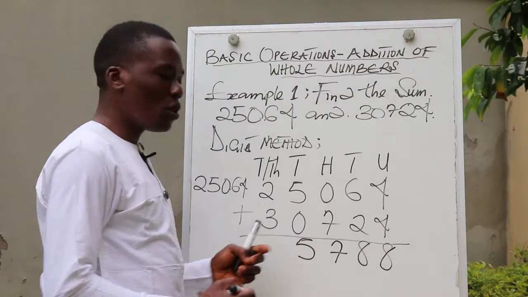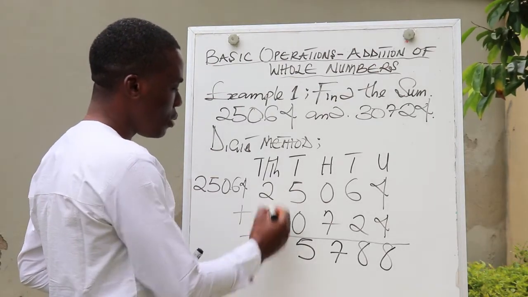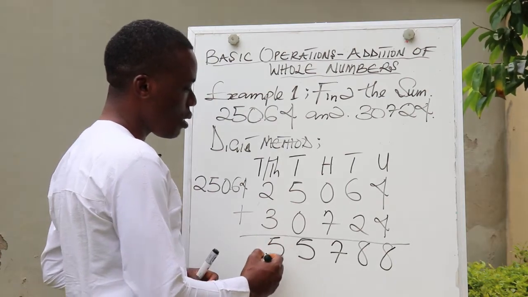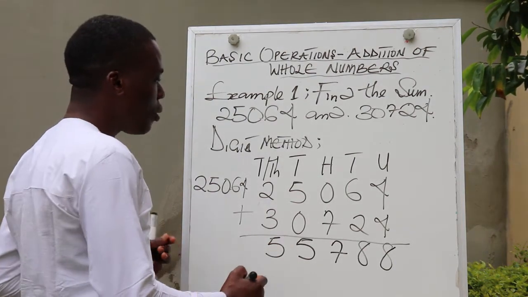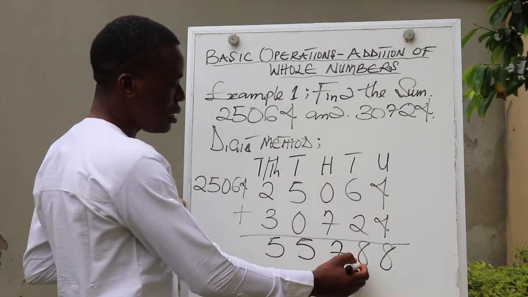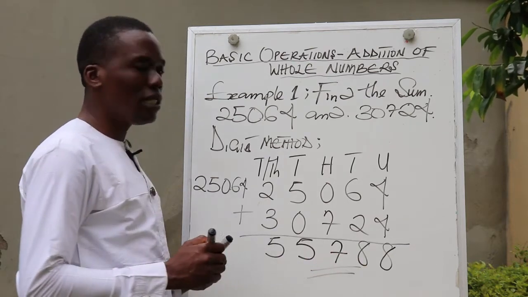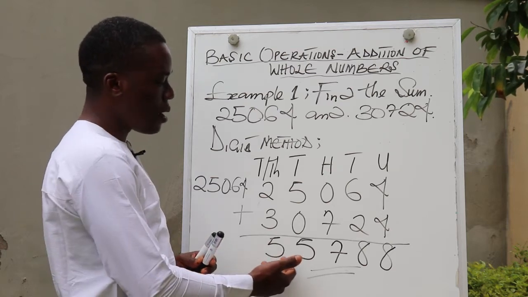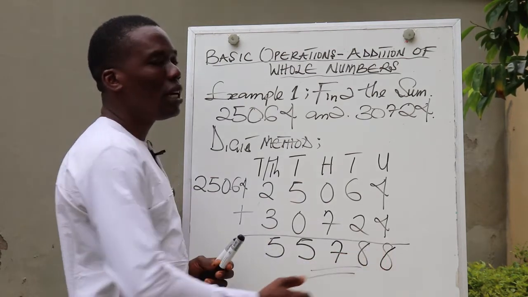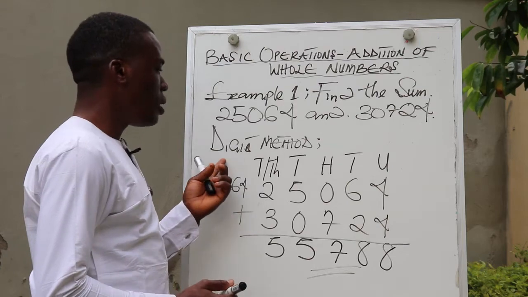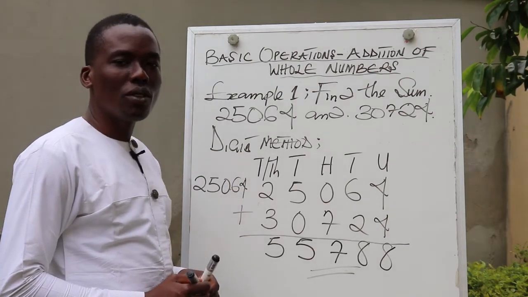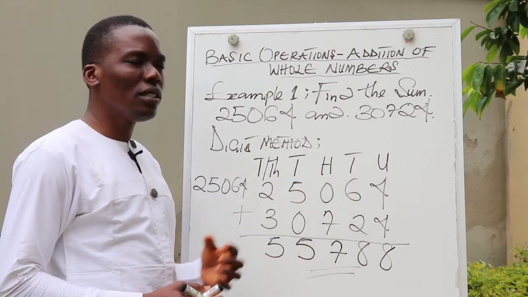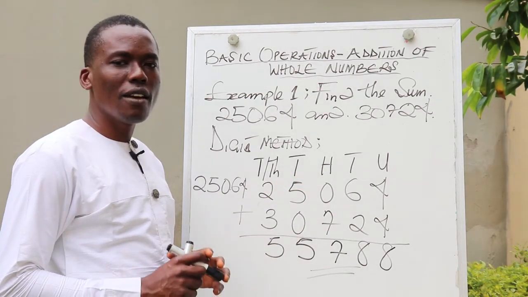And the next one will be having the what? We'll be having 2 plus 3, which is equal to what? 5. So you've seen now that when we add these digits, we are going to arrive at 55788 using the what? The digits form method. In the digits form method, you are asked to express this in their various place values.